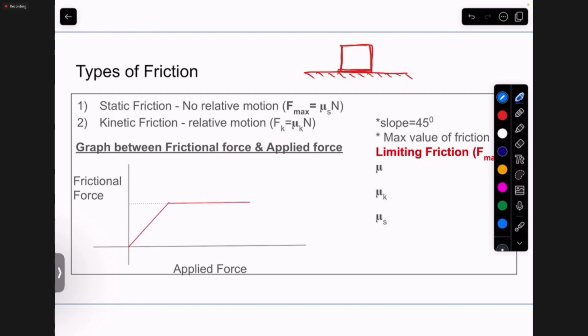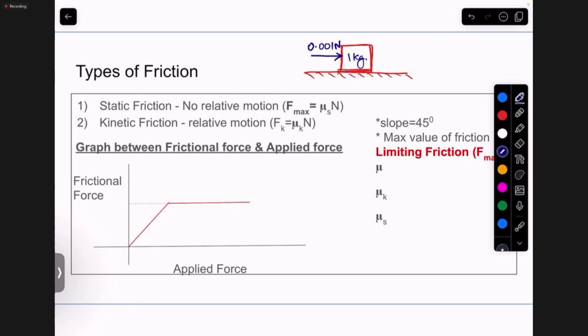So what is this impending motion? Let me explain that now. I am applying a small force, in the sense like 0.001 Newton, a very small force for a 1 kg block. Okay, this is a 1 kg block. So it's a very small force I am applying.